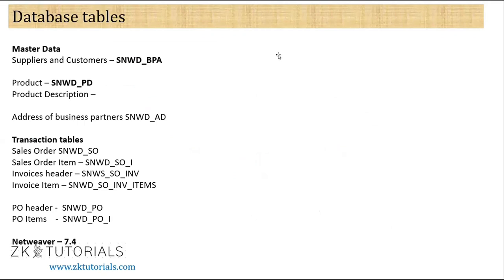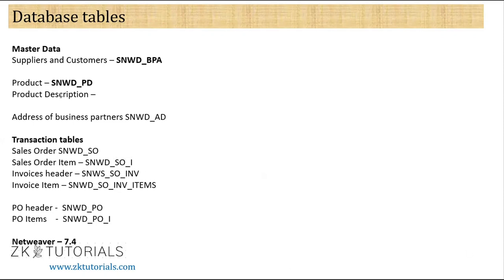Then we have seen there are some demo tables in the database which are given to us from the SAP system. Previously we were having something like SFLIGHT tables. Today we have the suppliers and customers table, which is SNWD_BPA, the product table SNWD_PD, and the sales order tables SNWD_SO and SNWD_SO_I.